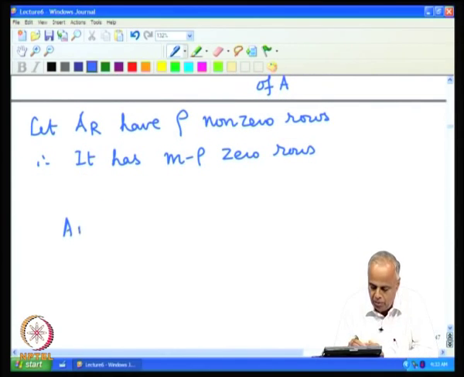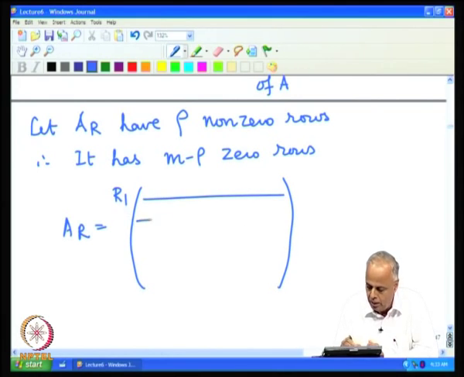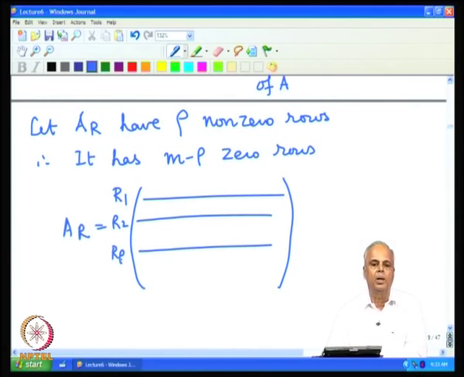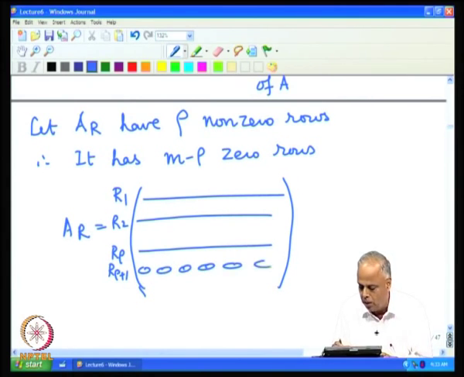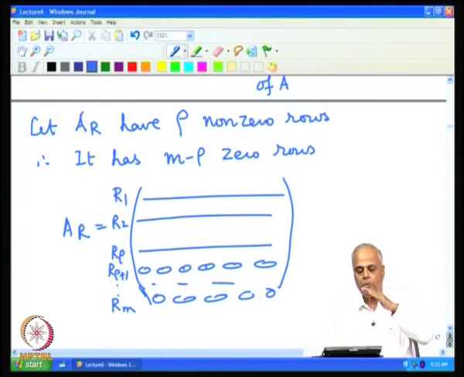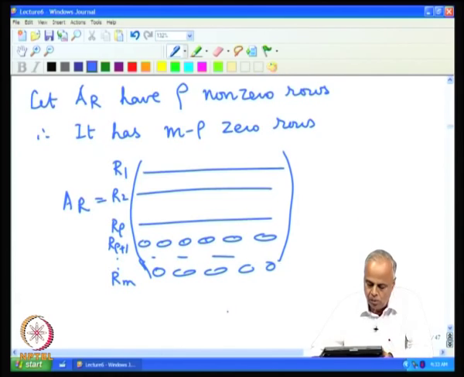So, A_R will be of this form. There will be this row 1, row 2, up to row rho. Let us call row 1 as r 1, row 2 as r 2, row rho as r rho, and then the rho plus 1th row will all be 0, and it goes down and the mth row will be all 0. So, there will be m minus rho rows which are all zeros which have settled down at the bottom, and at the top we will have rho non-zero rows.